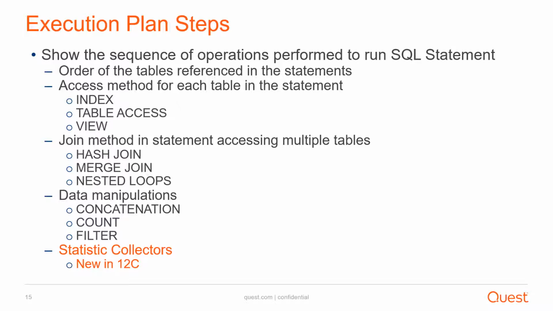It also, in 12c and above, has instrumented itself. The optimizer is smart enough now to instrument itself with statistics collectors. So it actually samples as it's running a couple of buffers of data to see if the statistics are better than the default statistics.